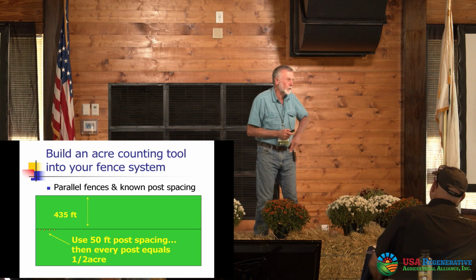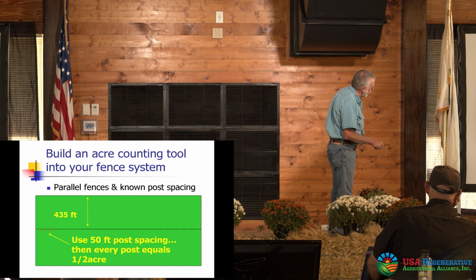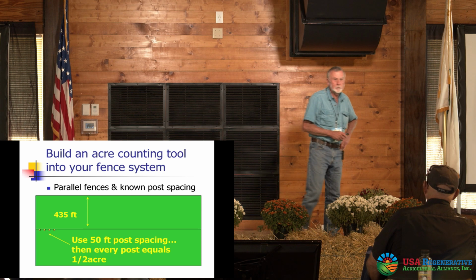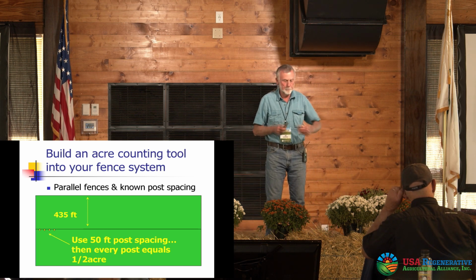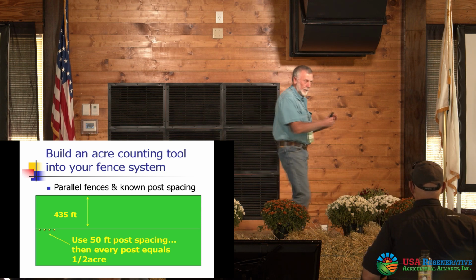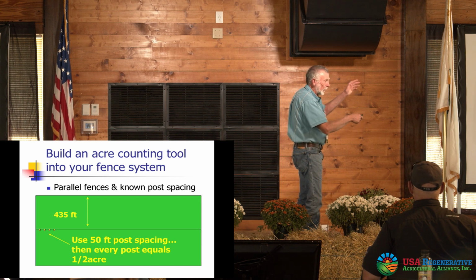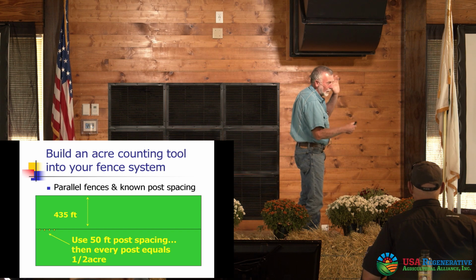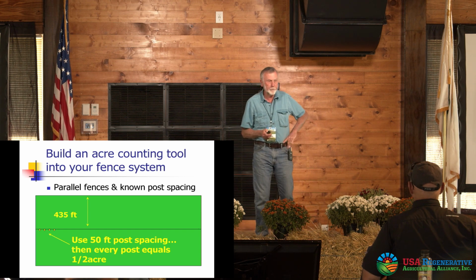43,560 square feet in an acre. So that would mean if I put my line posts in on a 50-foot spacing, the strip between each pair of line posts is 1/2 acre. And if from my inventory it tells me I should be feeding 2 acres a day, I know to set that fence at the 4th post, and I'm going to have 2 acres in there. So if you can lay out things in a consistent way with actual parallel fences, you can use your post spacing as an acreage counter.